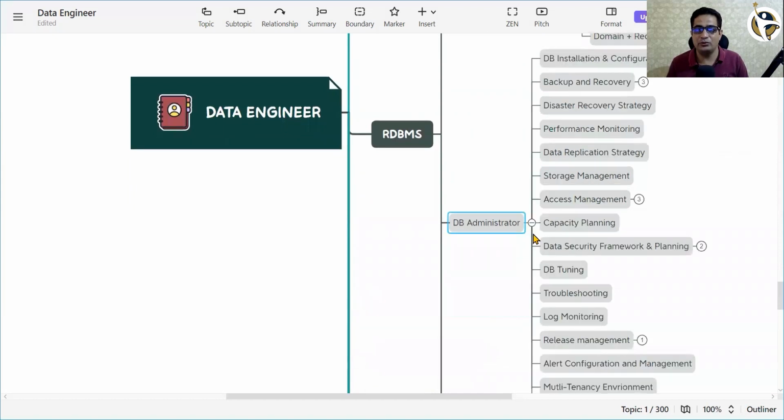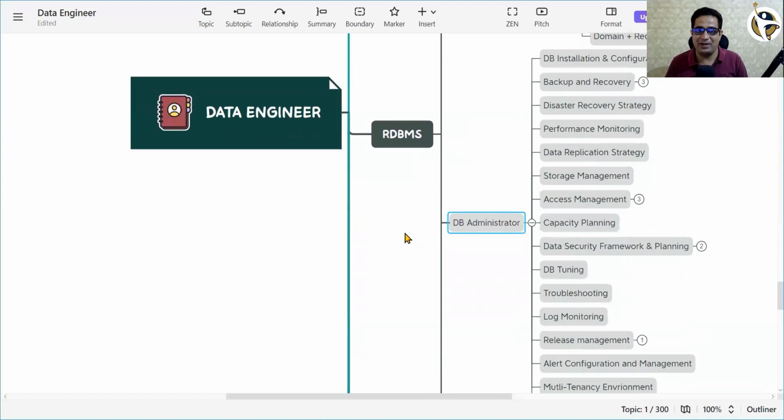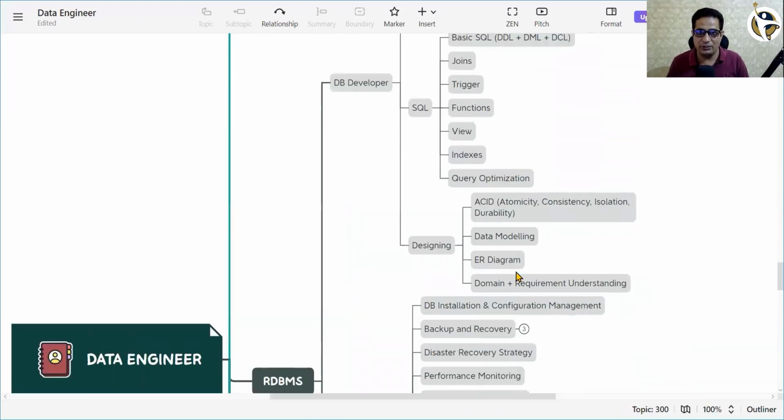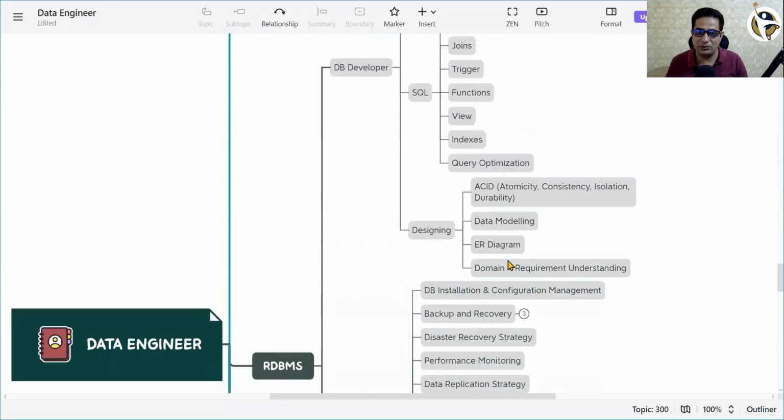Let's see what you need to know as part of DB administrator. DB administrator is again a wider and greater job. When I say wider and greater job, it means you are really a master of that product. So we saw these products, right? MySQL, Oracle, MS SQL. So these are those products.